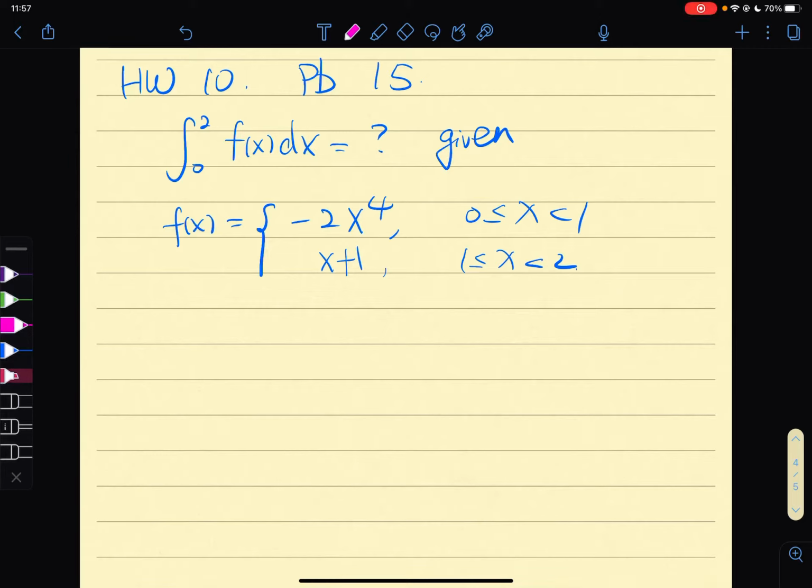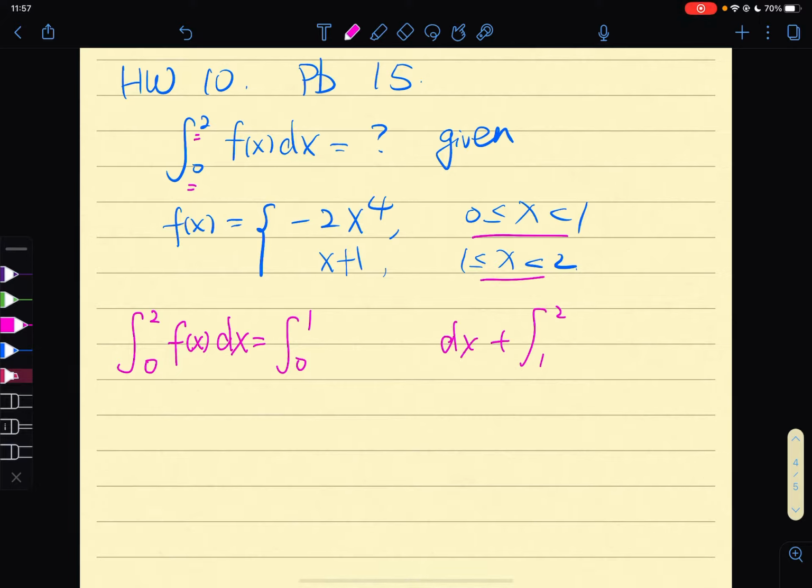This problem asks you to find the definite integral of the function given to you, from 0 to 2. Your function has two possible expressions, so you can only express it separately, one from 0 to 1, one from 1 to 2, and then you write down the corresponding structure of the function.